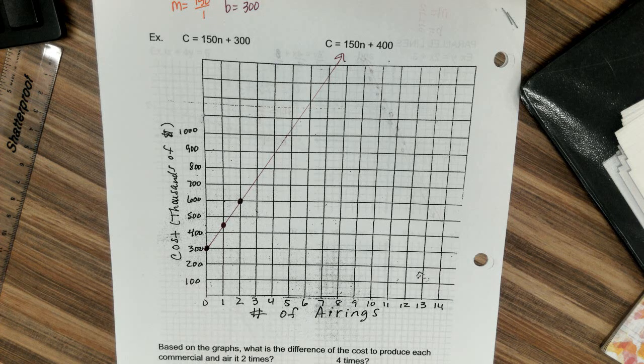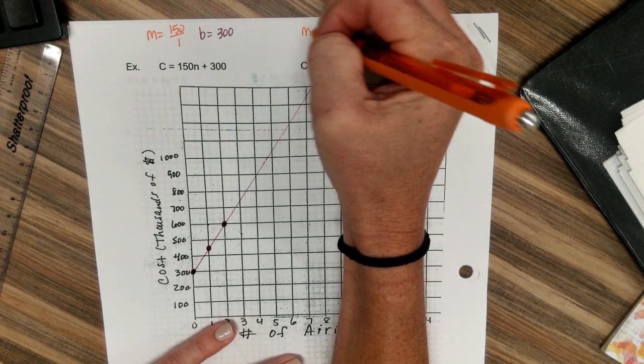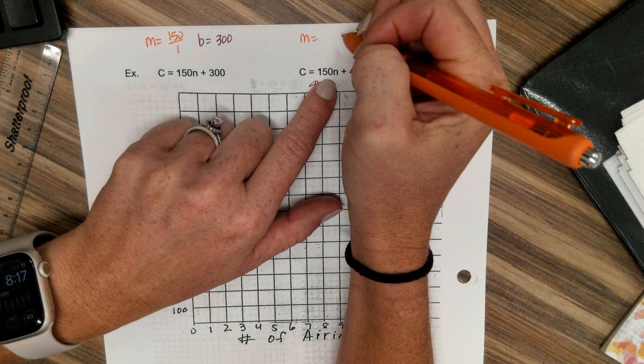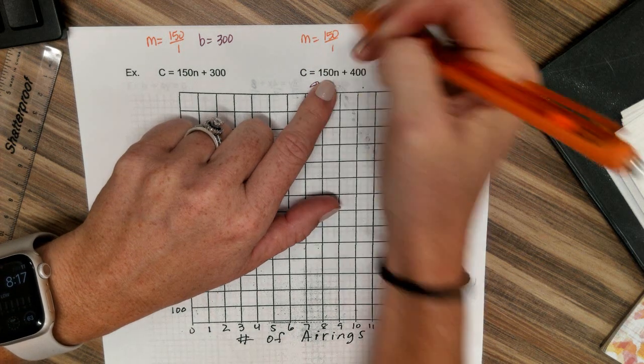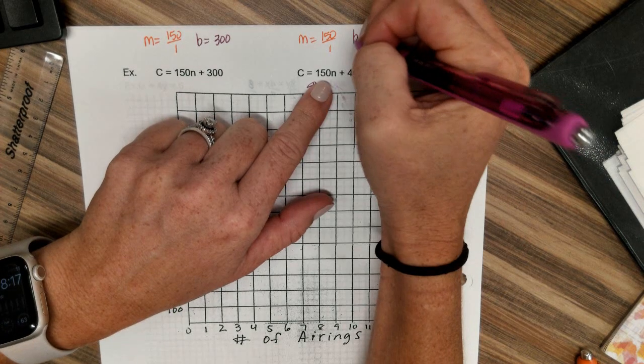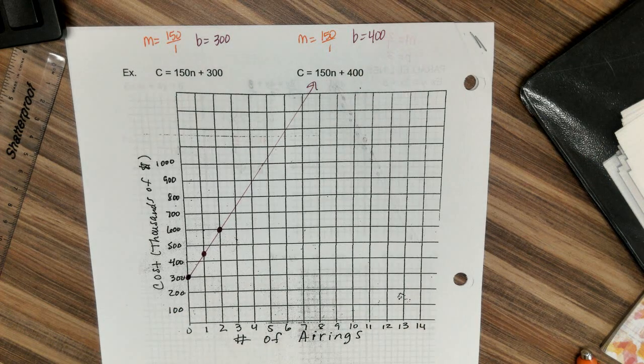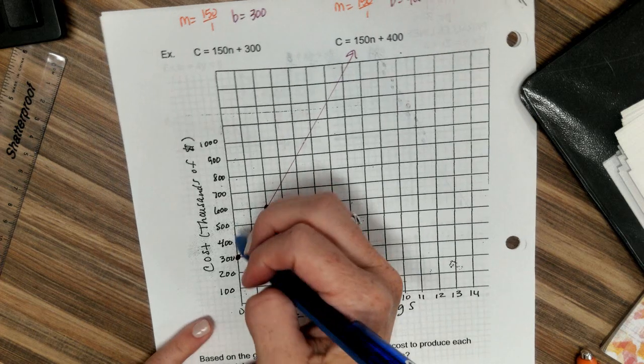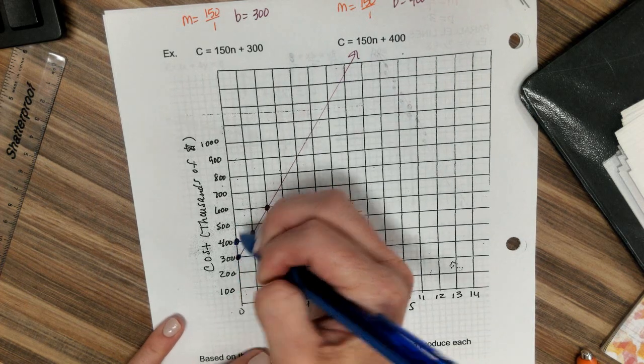Okay, now let's graph the other one. What is the slope of this one? 150 over 1. What is my starting amount, my starting point? 400. So I'm going to go to the y-axis to 400, put a dot.